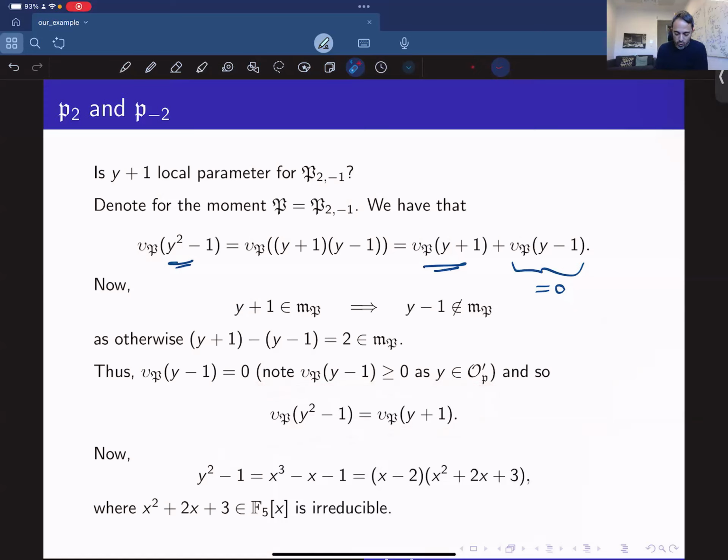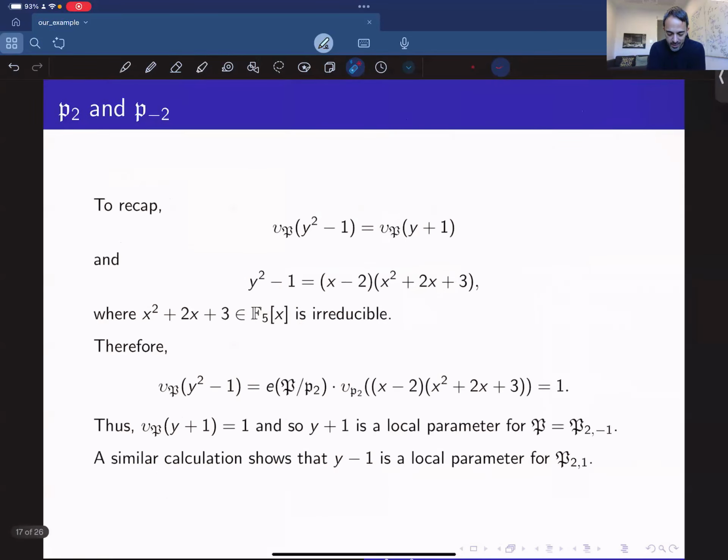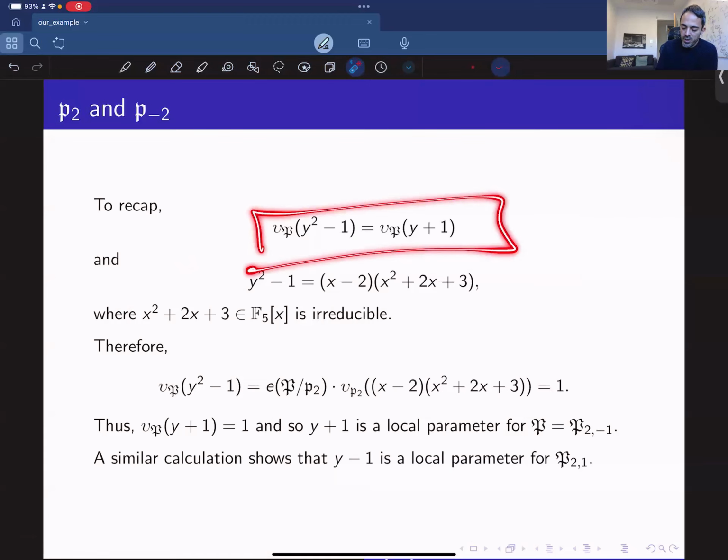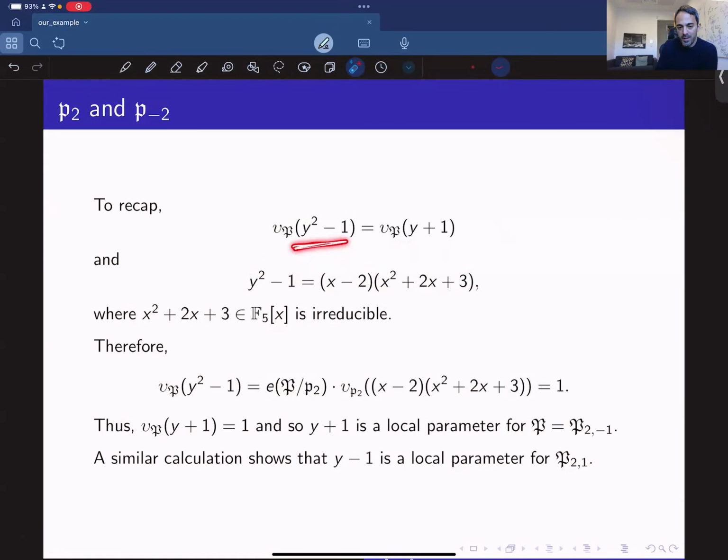And to do that, I'm going to go back to x. So y squared minus 1 is, well, y squared is x cubed minus x, so this is the minus 1. And this thing I'm going to factor, if you factor it over F5, it's x minus 2. You can easily see that when you plug in 2, you get 0, because we said that when you plug 2 here, you get 1. And the other factor turns out to be a degree 2 irreducible polynomial, x squared plus 2x plus 3. You can check it's irreducible if you want, or just trust me.